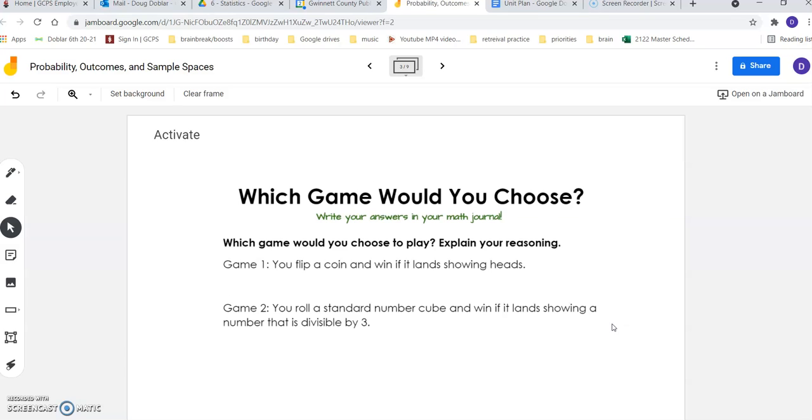In game number 1, you flip a coin and you win if it lands on heads. And in game number 2, you roll a die, a number cube, and you win if it shows a number that is divisible by 3. Pause now, think, decide which game you think you'd be more likely to win and why. And then unpause when you're ready to go.